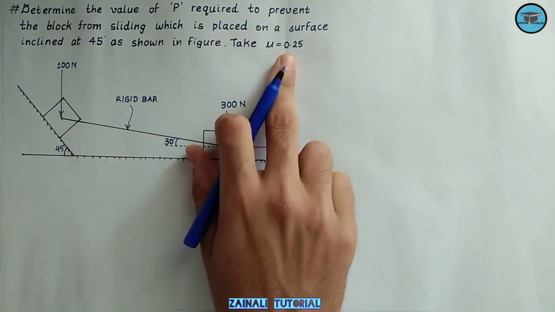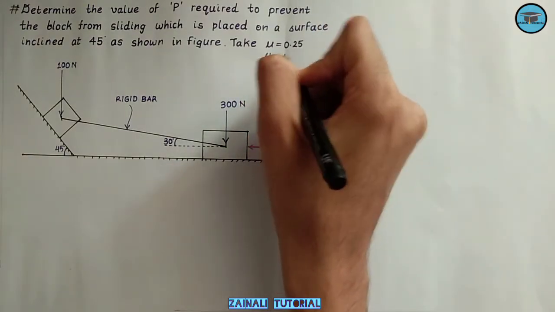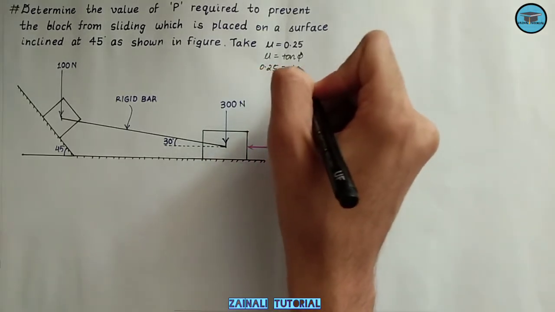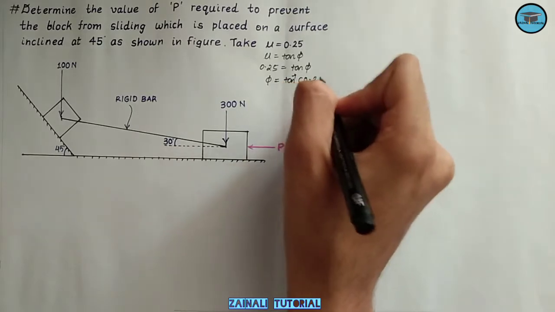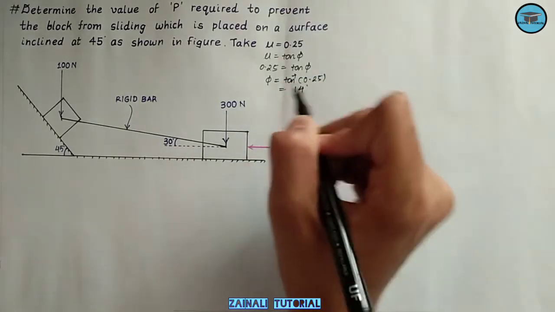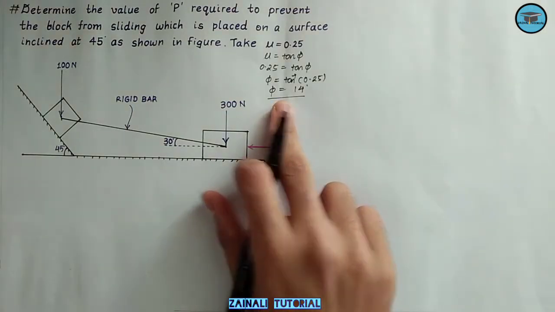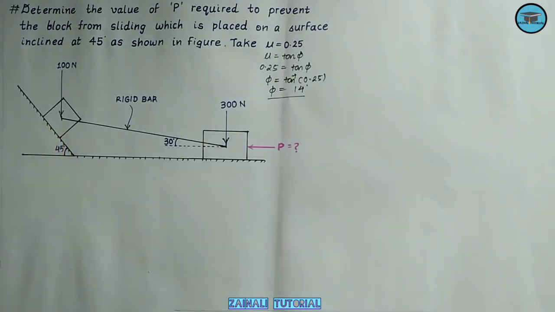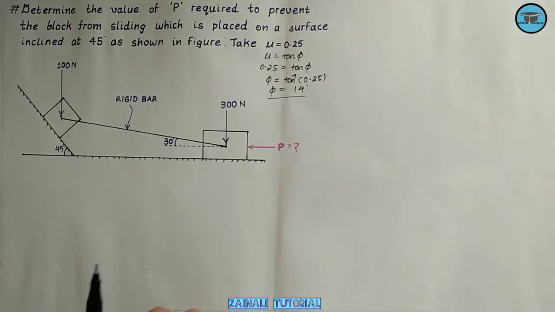So from the value of mu we can calculate the value of phi. We know that mu equals tan phi. So 0.25 equals tan phi, so phi equals tan inverse of 0.25, which is nearly equal to 14 degrees. This is the angle which the resultant of the frictional force and the normal reaction makes with the normal reaction. The first step we need to do is draw the free body diagram of each and every element.